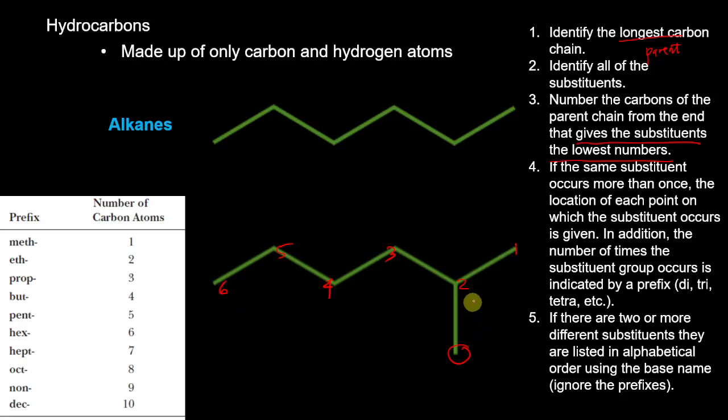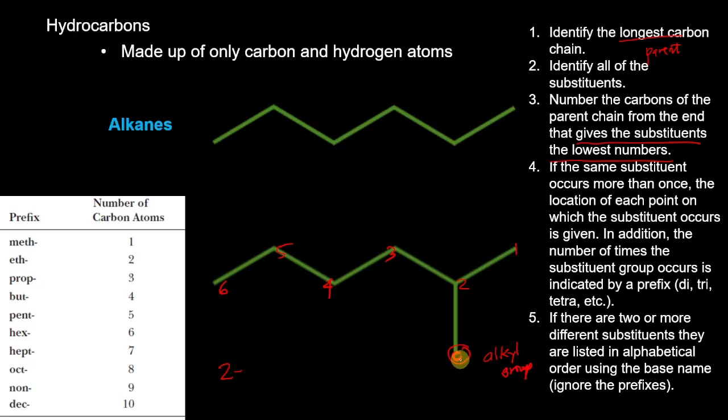Now let's name this compound. Here we first name the substituent, and first we need to identify its location. It's attached to carbon number 2. Now this one, by the way, is an alkyl group. This one is a common substituent, composed of one carbon.